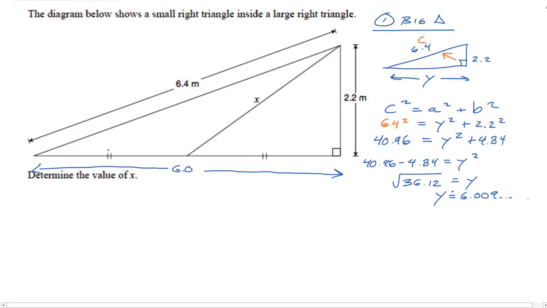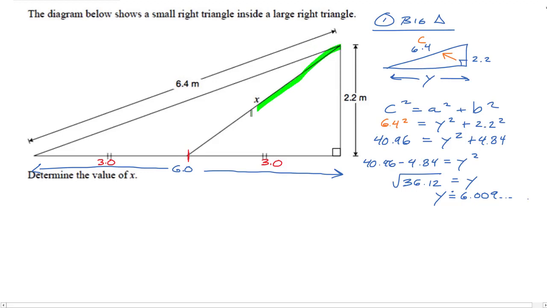Now, these hash marks mean we can cut it in half, right? Because they're the same length. So what's 6 cut in half? This would be 3, and this would be about 3, right? That's how long each of those would be. So I took the 6 and cut it in half. All right, so now we can focus in on the little triangle here again.